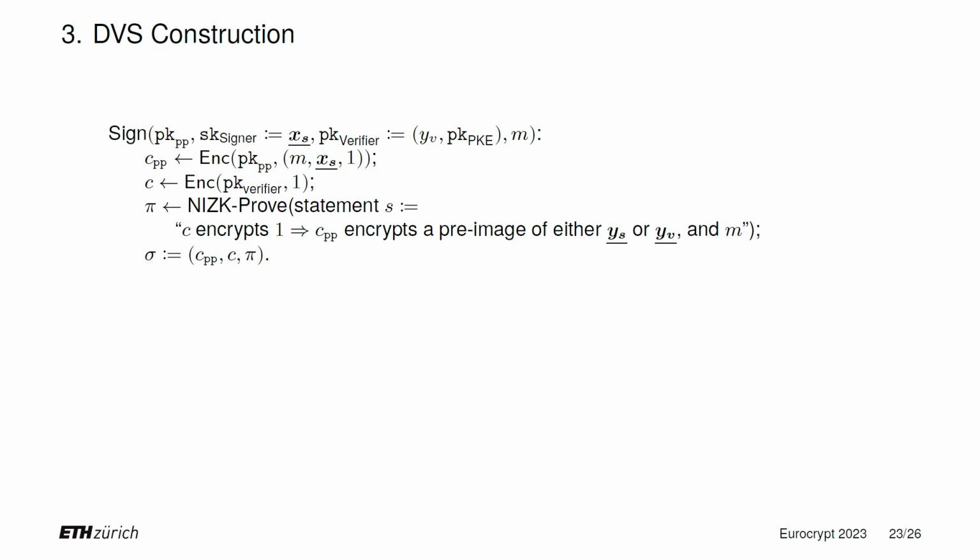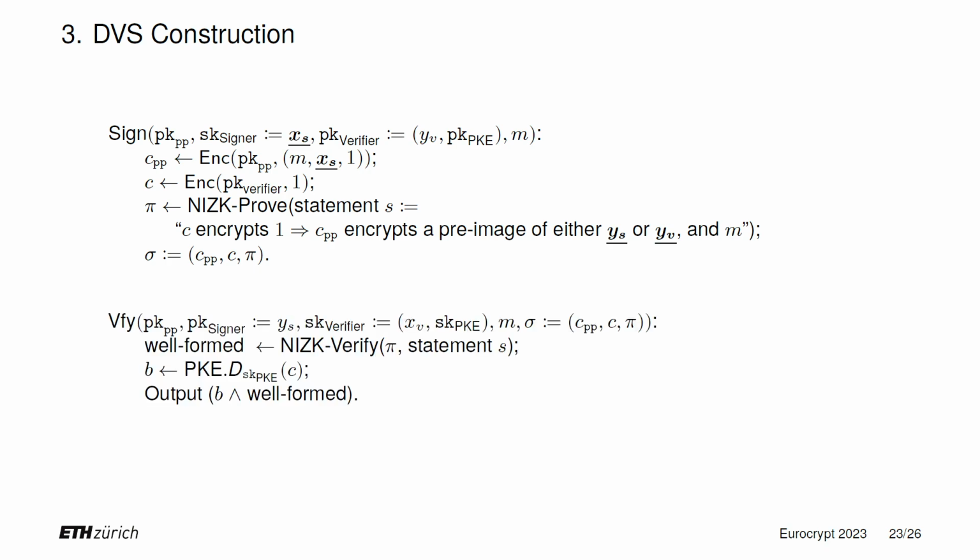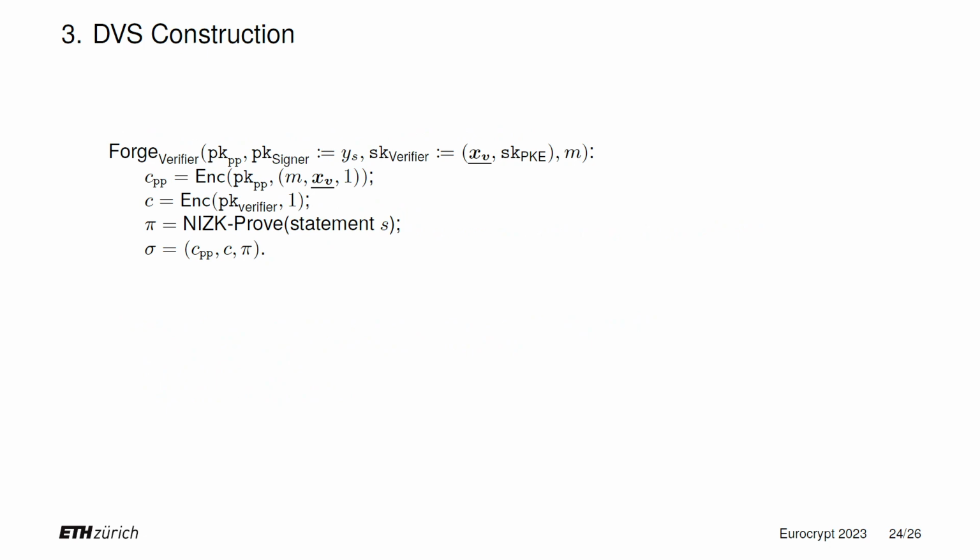Verifying a signature is actually very simple. We first verify that this NISC proof is valid, and if it is valid, we decrypt whatever is encrypted in the ciphertext. Now what about forging signatures? To forge a signature, in case the verifier is dishonest, this is really simple because we do exactly the same as in a normal signature. The only difference is that instead of encrypting the signer's secret key, we are encrypting the verifier's secret key.